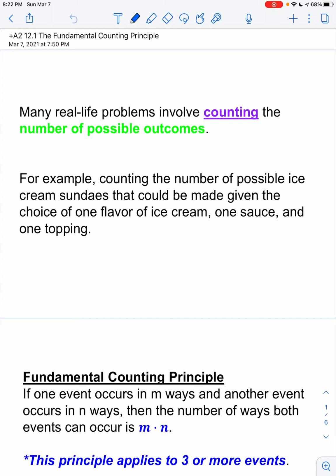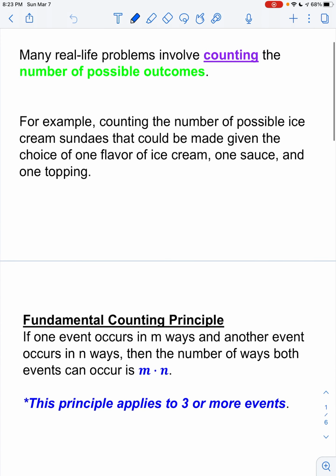However, the fundamental counting principle allows us to count those without necessarily having to list them all out. And you can see here below it says if one event occurs in m ways and another event occurs in n ways, then the number of ways both events can occur is m times n. And of course, this principle applies to 3 or more events. An event is like choosing a flavor of ice cream, choosing a sauce, and choosing a topping.